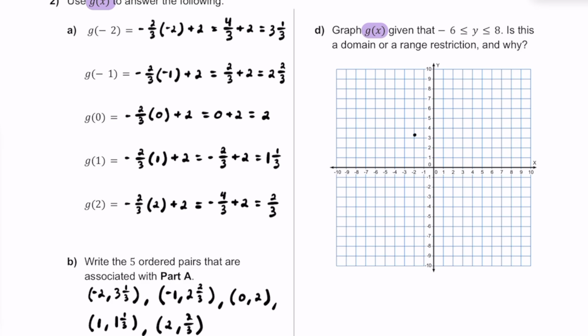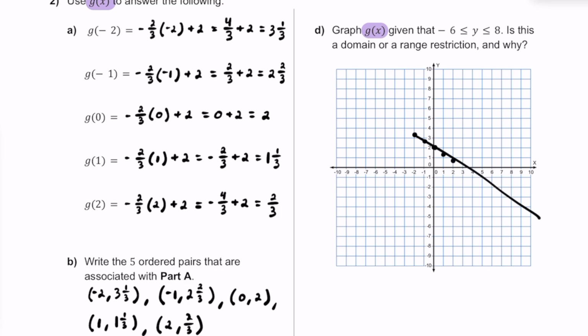It's going to be 1/3 of a box up here, okay? And negative 1 comma 2 and 2/3, that's going to be over here, which is, I guess, 2/3 of the box up here. And then 0 comma 2, it's going to be on the y-axis. Then 1 comma 1 and 1/3, it's going to be 1/3 of a box up here. And 2 comma 2/3, that's going to be over to 2, but then 2/3 of a box here.